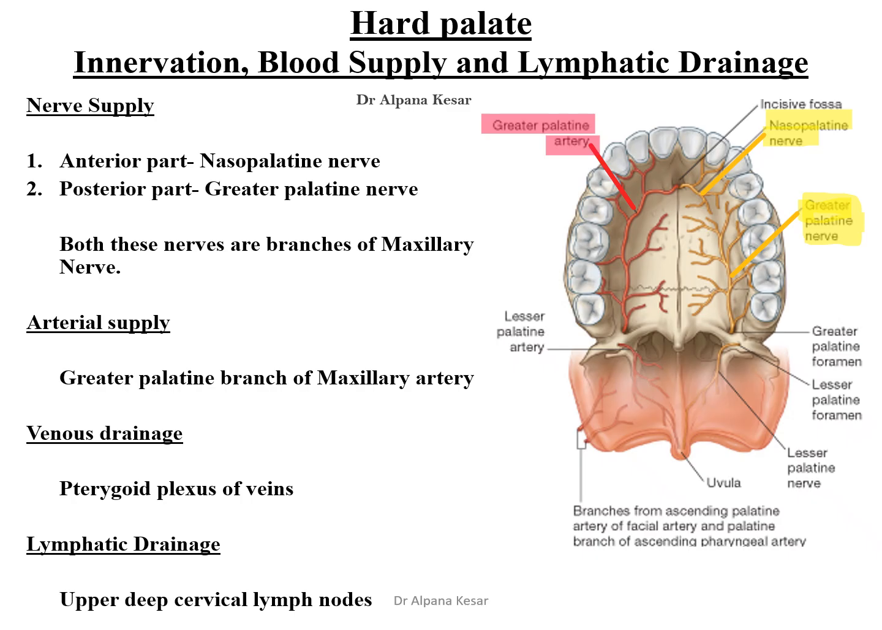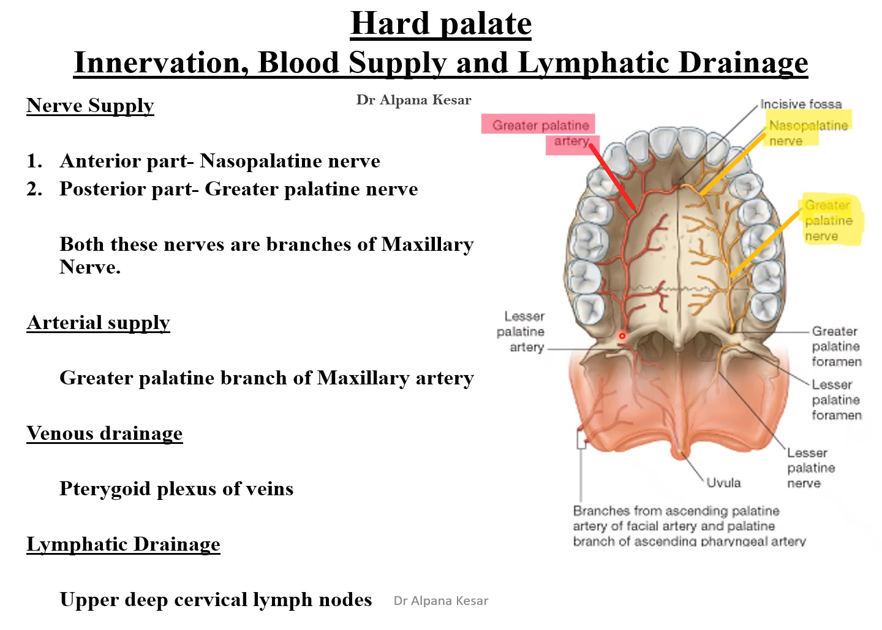Innervation, blood supply, and lymphatic drainage of hard palate. Nerve supply. The anterior part of the hard palate is supplied by nasopalatine nerves. The posterior part of the hard palate gets its sensory nerve supply from the greater palatine nerves. Both nasopalatine nerves and greater palatine nerves are sensory to the hard palate and are branches of maxillary nerve.